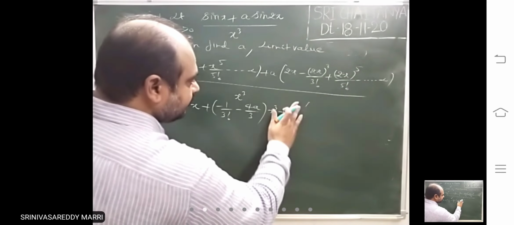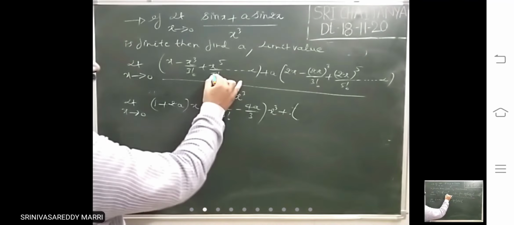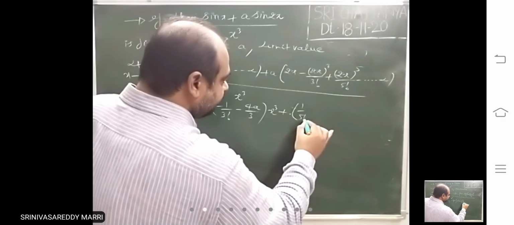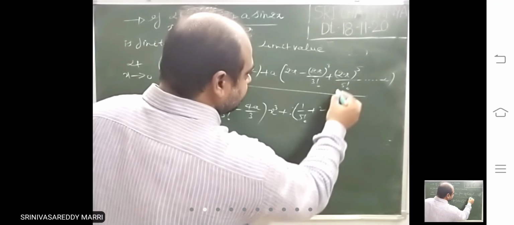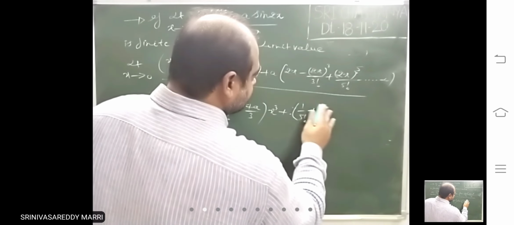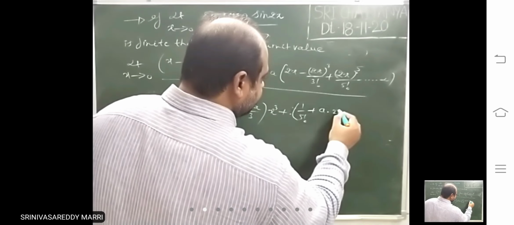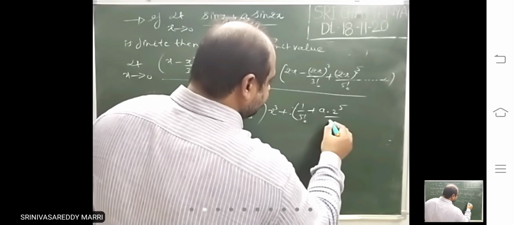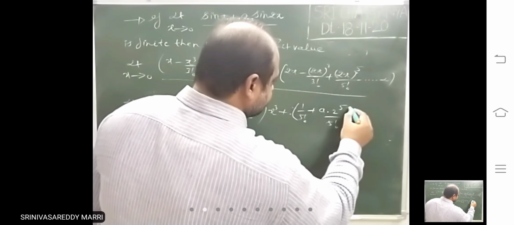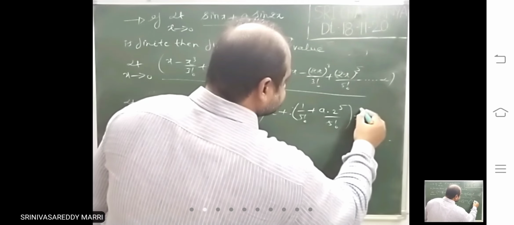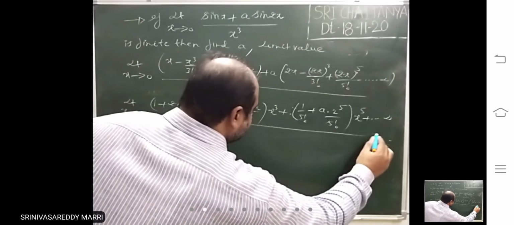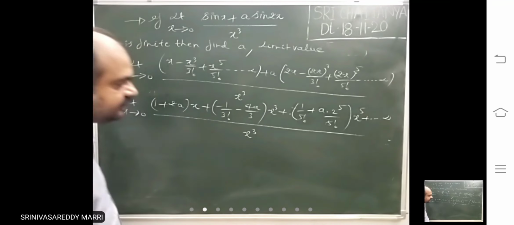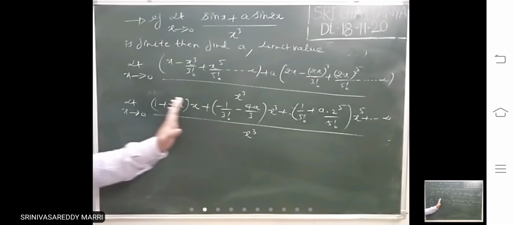Next is x power 5. I am taking x power 5 common. What will you get here? 1 by 5 factorial plus, here, a into, you write, no need to simplify. You write like this, into x power 5 plus and so on to infinity. Write it like a polynomial, divided by x cube.